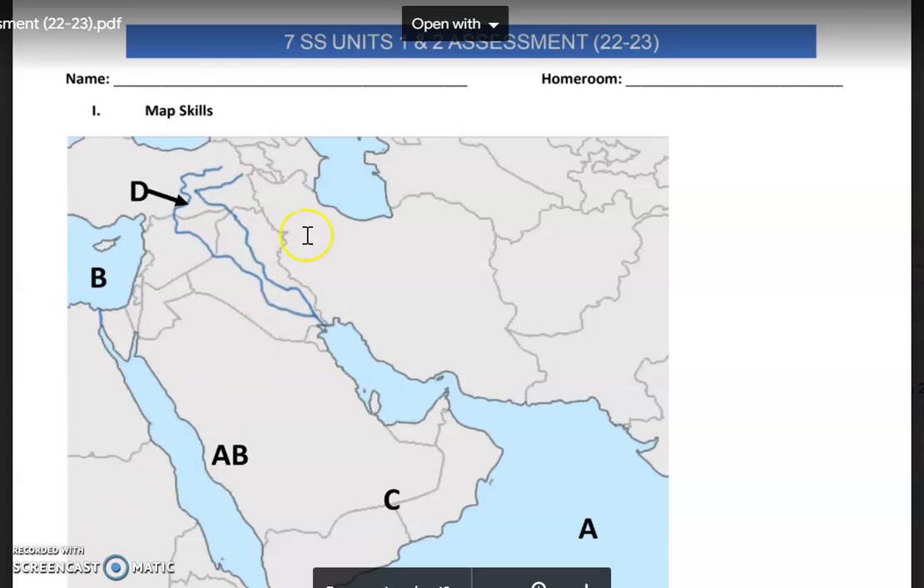All right, this is your Unit 1 and 2 assessment. Go ahead and write your name and your homeroom while you listen to me. There are spots where you're going to have to look at a map or write.